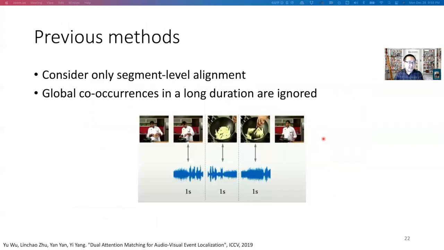The first two works only considered segment alignment, and global co-occurrence in long duration is ignored. For example, here is a long video. We actually have a lot of co-occurrent audio and visual temporal context.